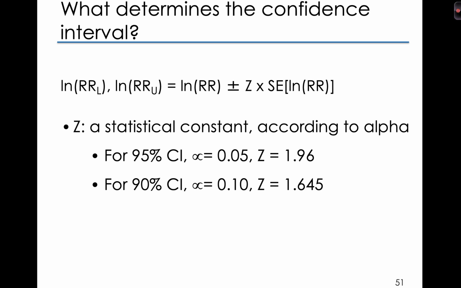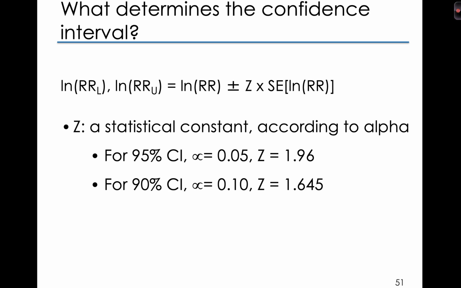Let's start with z. Z is just a statistical constant. For a 95% confidence interval, or alpha equals 0.05, z is 1.96. It just is. I will not get into that any further.